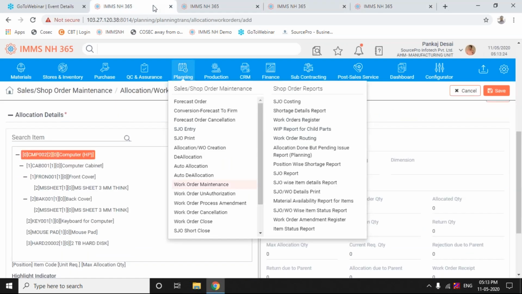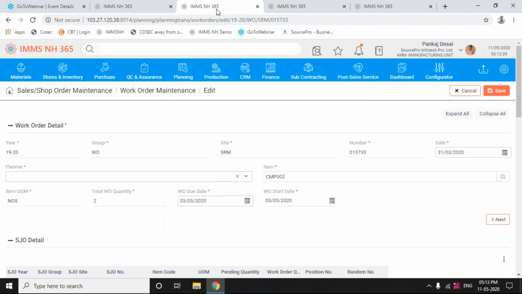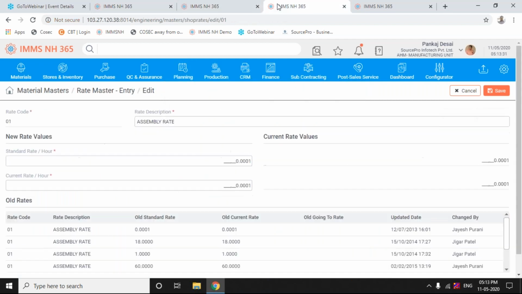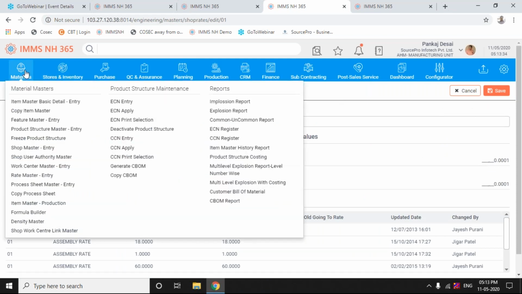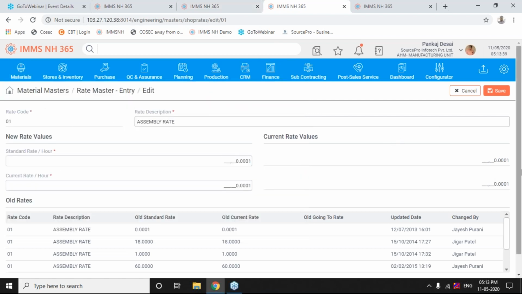So as I was saying, we are switching between modules. So from planning we have gone back to engineering, right? So let's go to materials. Let's go to this. No, Sunil, I want the process sheet for this back cover.